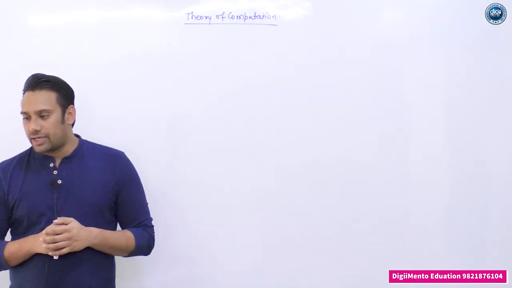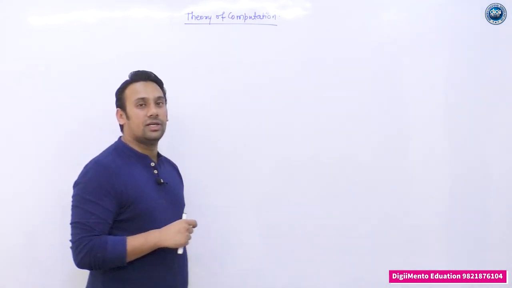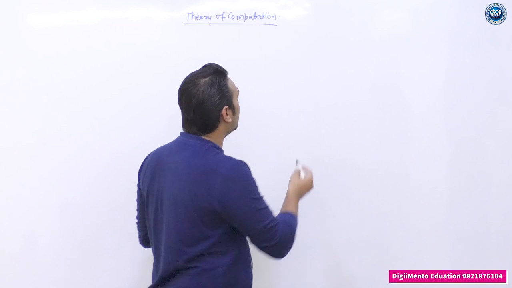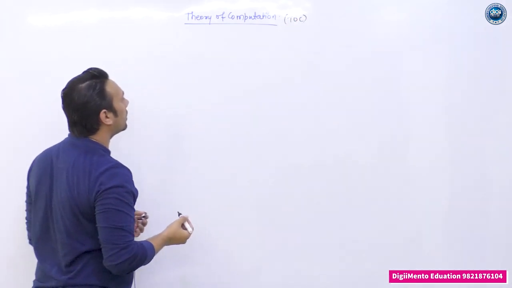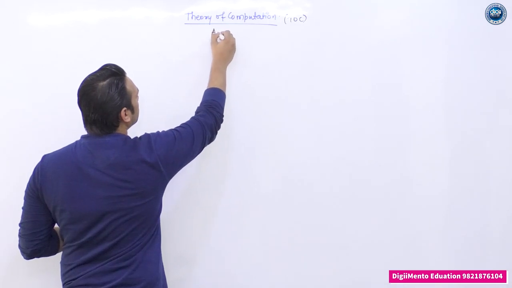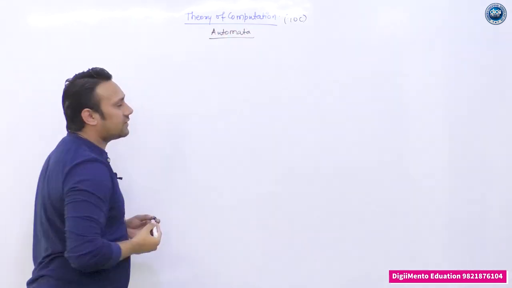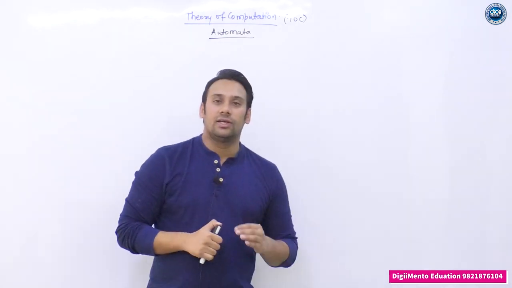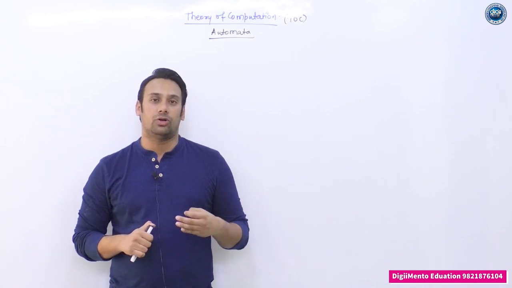Okay. So as the name suggests, the name is theory of computation, right? So it is TOC. In short, we say it as TOC. And in some colleges, they also call it automata. TOC as well as automata. So automata is derived from the word automaton, and automaton is derived from the word automation.